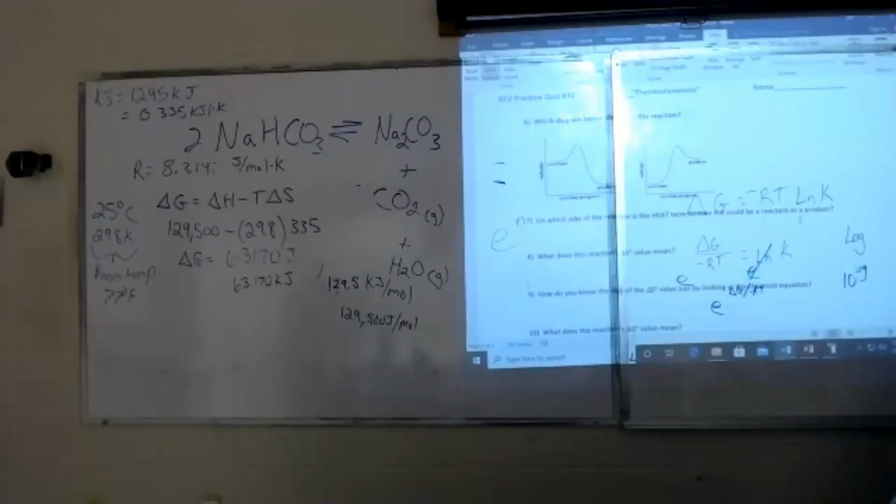Which side will heat be written on? If it's endothermic, is the word heat going to go on the reactant or product side? It'll be on the reactant side. So that list I gave you at the beginning for endothermic versus exothermic, we have to look at it.